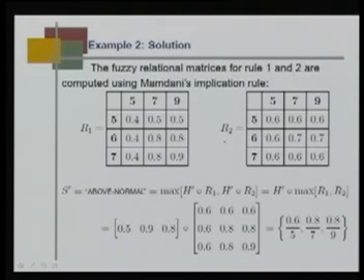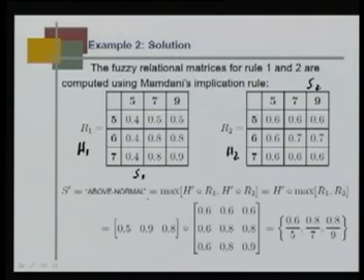Similarly, R2 can be found out, again taking the minimum membership entry between these 2 fuzzy sets. This is H1 and S1, and this is H2 and S2. You look at these 2 fuzzy sets and find the minimum entries for each relation.